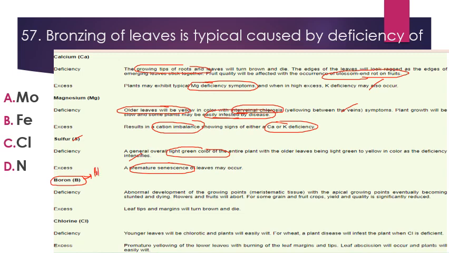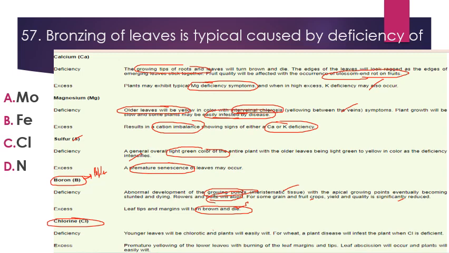Next is boron. It is very important for pollen germination. So its deficiency causes abnormal development of growing points, that is meristematic tissue, apical portions, and fruits abort. For some grains and fruit crops, yield and quality are significantly reduced. Its excess causes dieback disease of leaf tips.